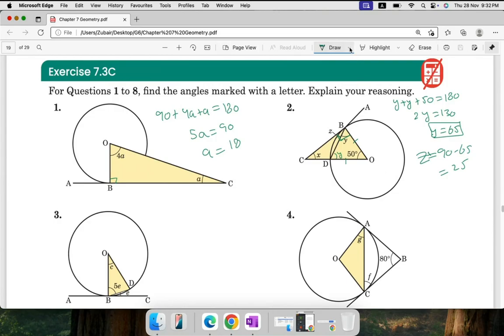Now, when I'm looking at X, I'm looking at this complete triangle again, and the angle at B is 90. So 90, 50, and X. X plus 90 plus 50 is equal to 180. So X is equal to 40.